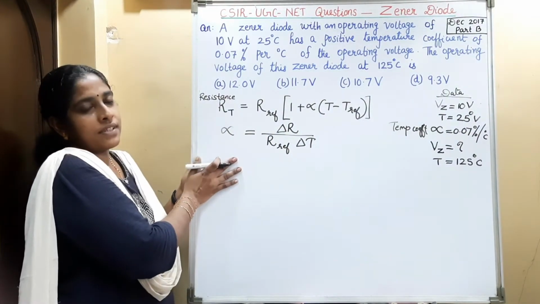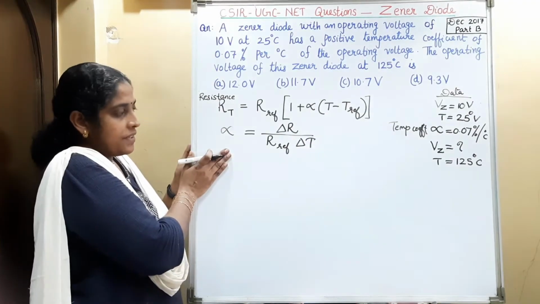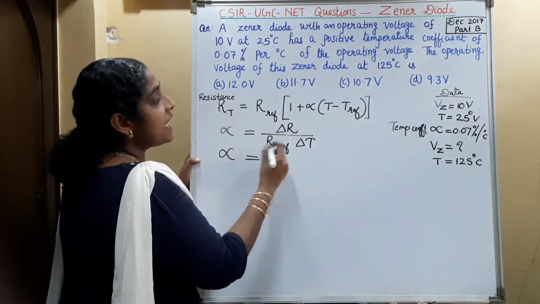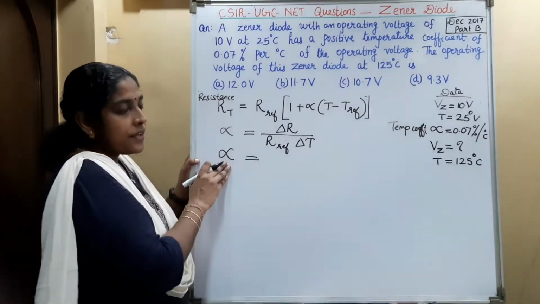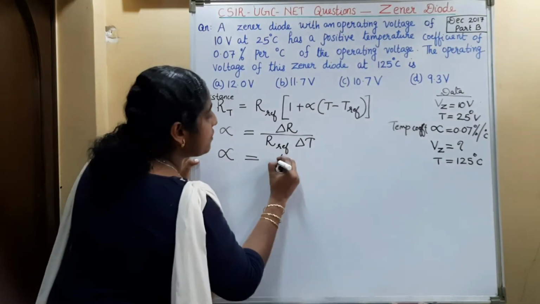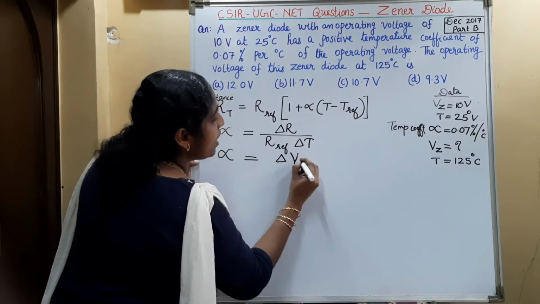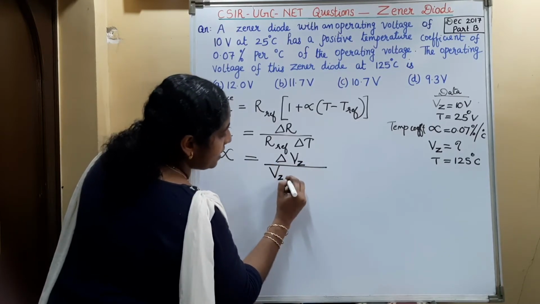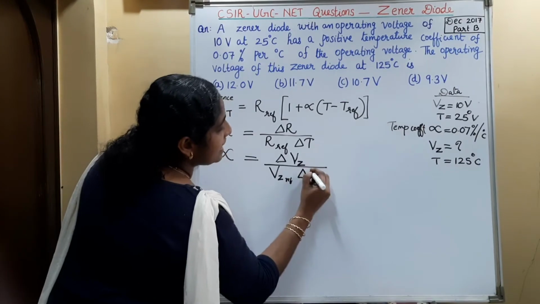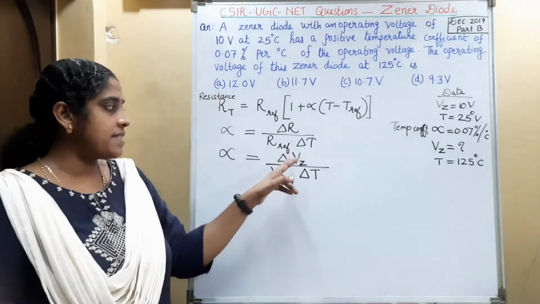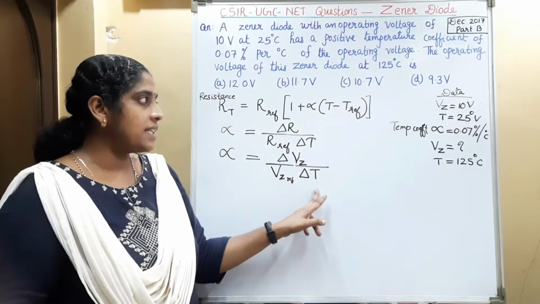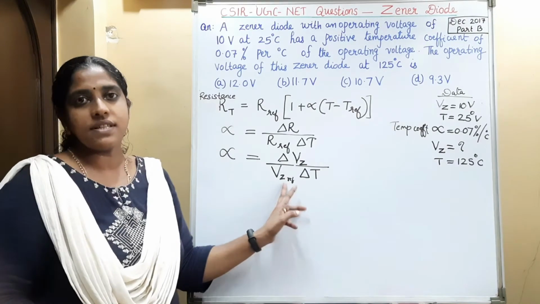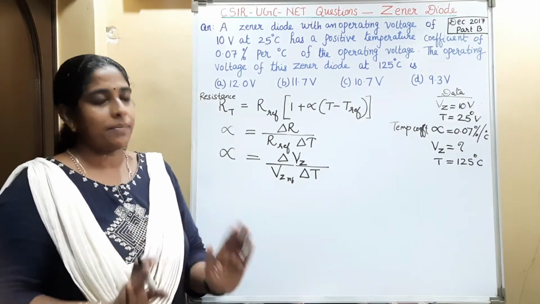In analogy with the equation related with the resistance, we can also write the temperature coefficient related with the Zener voltage. So if we consider the Zener voltage, this temperature coefficient alpha is equal to delta VZ divided by Zener voltage at a reference temperature into delta T, where delta VZ is the change in the Zener voltage, delta T is the change in temperature, and VZ reference is the Zener voltage at the initial temperature.